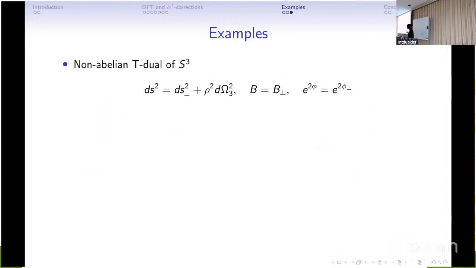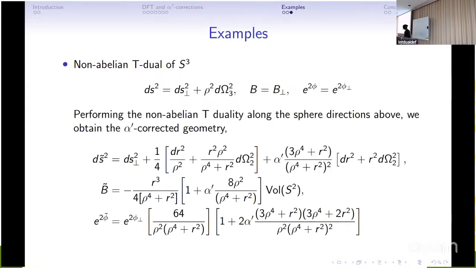And moreover, we also looked at the non-abelian T-dual of the S3 case, because the S3 case has been popping up. That's the case that we are looking at. So if this is our starting point, you look at the non-abelian T-dual of it, but you want it to be alpha prime corrected. So that is something that we can do. And by performing the duality along the sphere directions, we do obtain the alpha prime corrected geometry, which is given as such. And yes, to give a little more detail, this was done along SU(2).